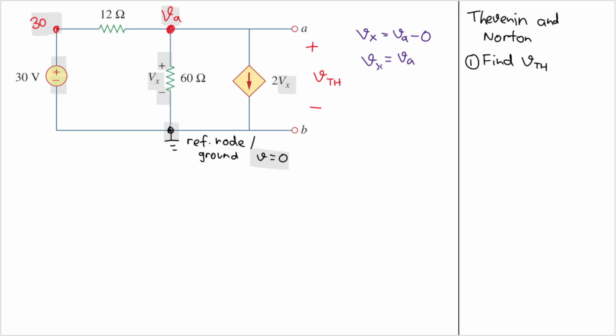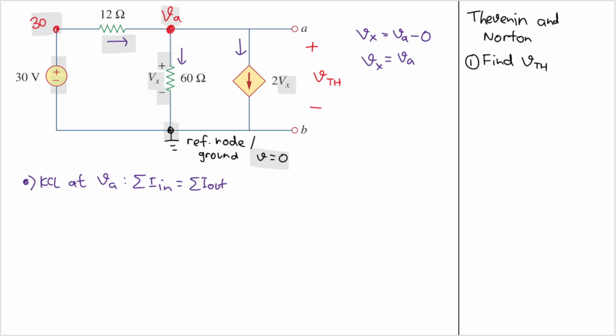Good. Now let's assume the direction of the current. Maybe this one goes to the right, and this one goes down, and this one also goes down. We need to do KCL at VA. Let's do exactly that. And what does KCL say? KCL says that the sum of the current that goes in equals the sum of the current that goes out. The only current that goes in is this one here.